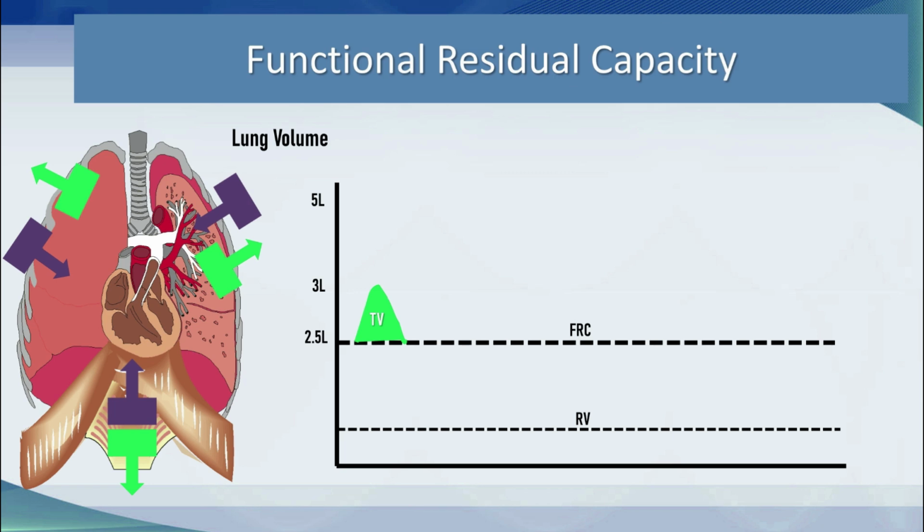Now, the alveoli do have some extra capacity to stretch up further than that. And if you take a huge big deep breath, you can get up another 1.5 liters into those lungs, and that's known as the inspiratory reserve volume.